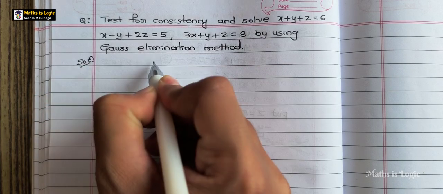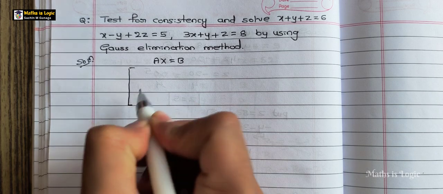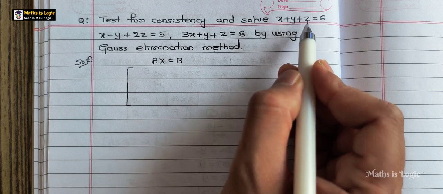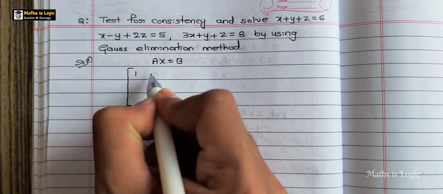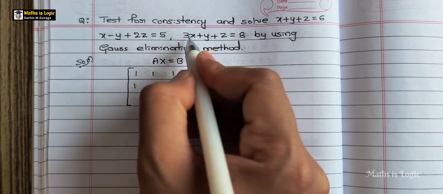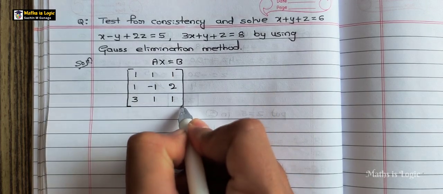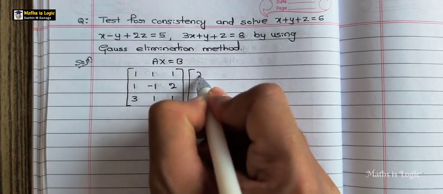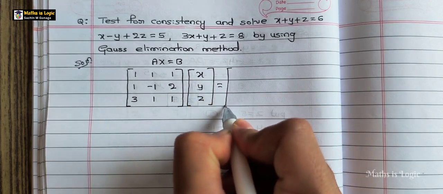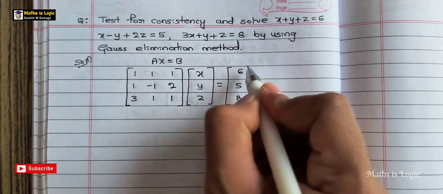In the solution, AX is equal to B. So first write the matrix of coefficient values. X coefficient, y coefficient, z coefficient is 1, so 1, 1, 1 here. Then 1, minus 1, 2. And in the third equation, 3, 1, 1. Next, write the matrix of unknown values, x, y, z, is equal to the matrix of constant values 6, 5, 8.